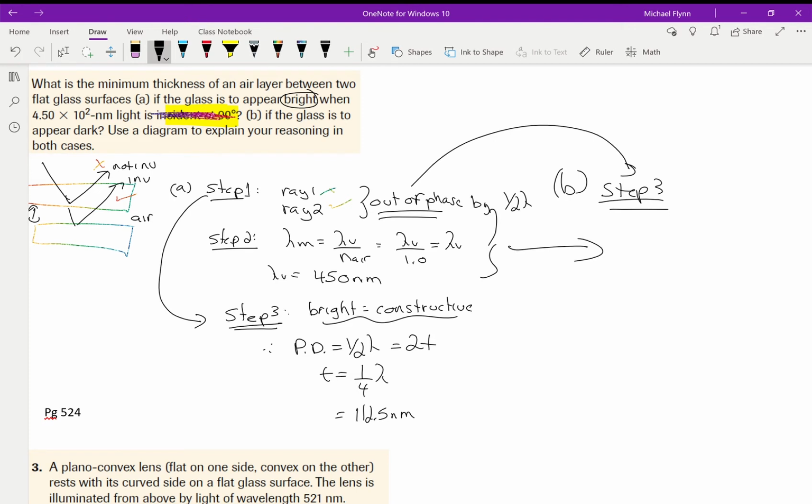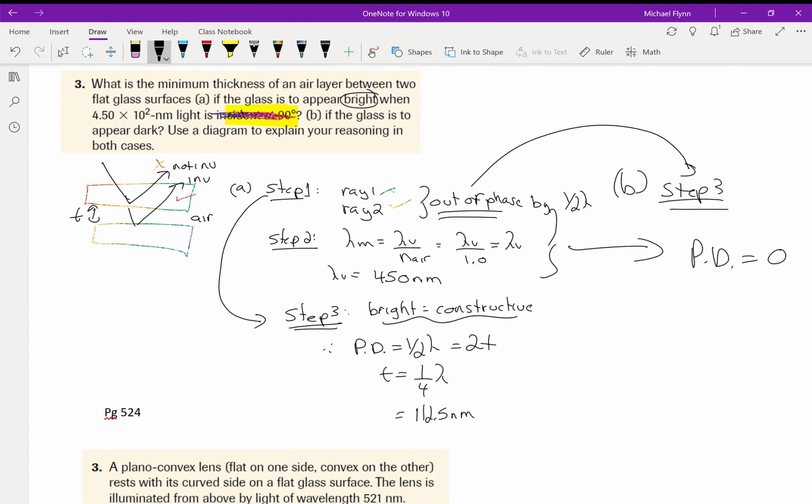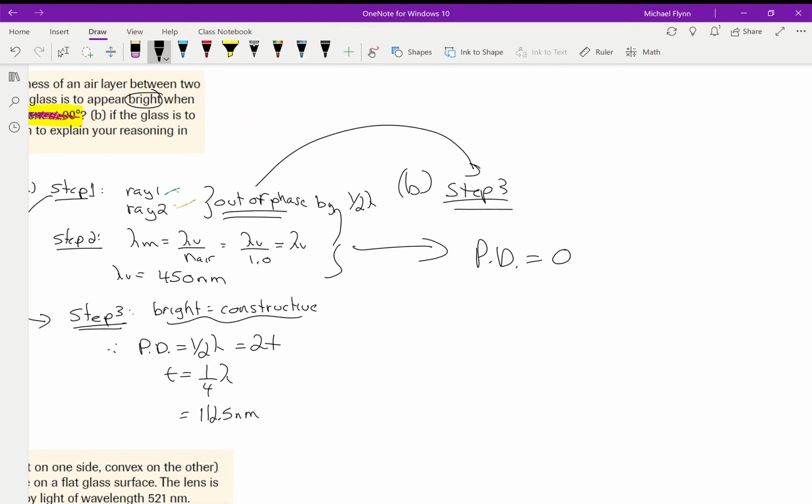And then here we're looking for destructive interference. Now that will happen at 0 because they're out of step. But we're looking for a non-zero thickness, I'm assuming. Minimum thickness, well, we're not going to go with 0. We'll take the next non-zero one, which would be when the path difference equals a full wavelength.